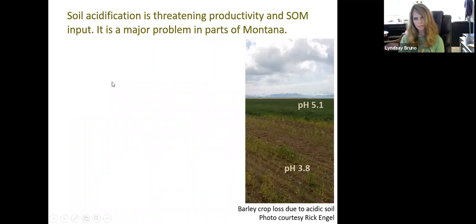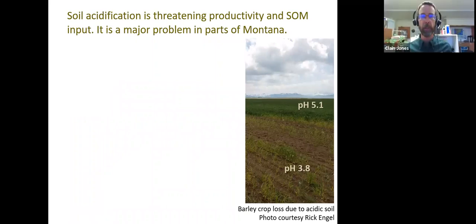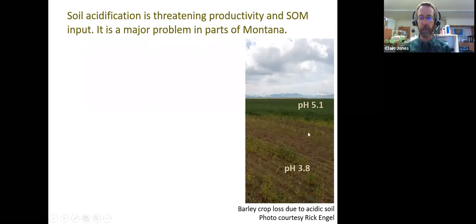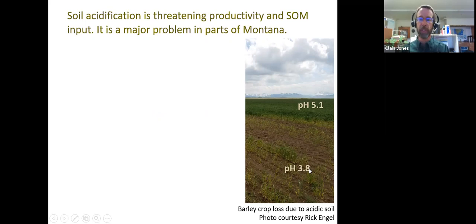One process that I think is really threatening soil health in pockets in Montana is the concept of soil acidification. So here's a figure that shows a field up in Choteau County where there was an area that had pH 3.8. That is really, really low. You can't grow any crop at pH 3.8. And just a few hundred yards away, the pH was 5.1, and the crop looked about normal. My fear, though, is pH 5.1 will become pH in the fours in a few years and might start looking like this in a decade or so.